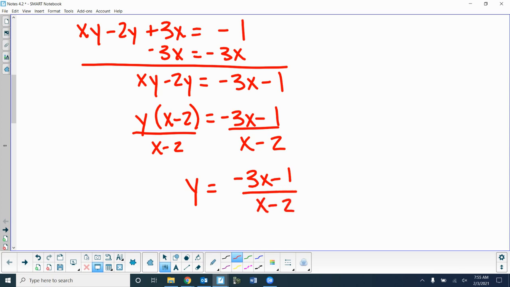Now, we could write it like this if you want. You don't have to, though. That means the inverse function, right? But if you just leave it y like I did, that's okay.